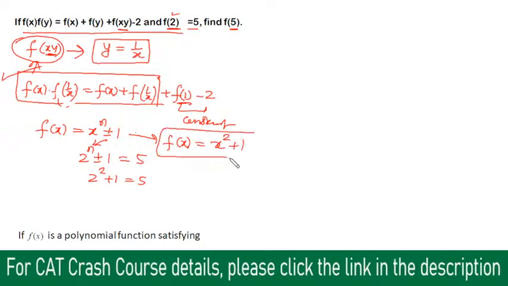Look how easy it has become now. Now what have you been asked? f of 5. Straight away substitute the value of f of 5. So f of 5 would be what? 5 square plus 1, which is what? 26, and that is the answer.